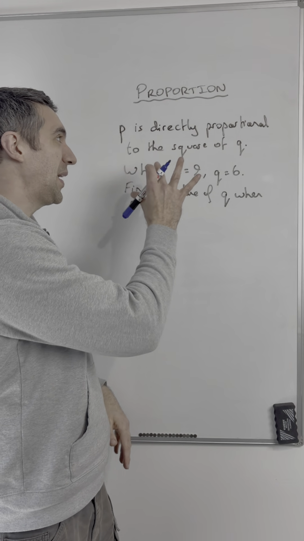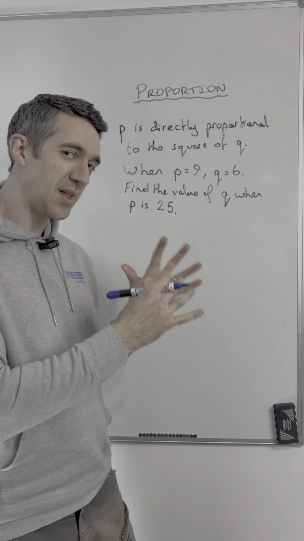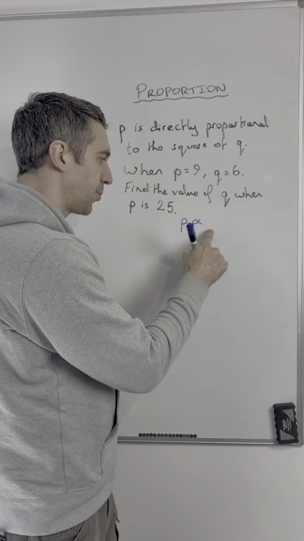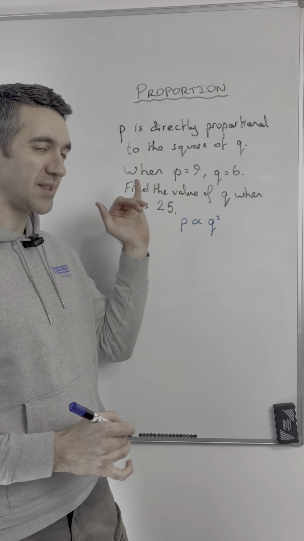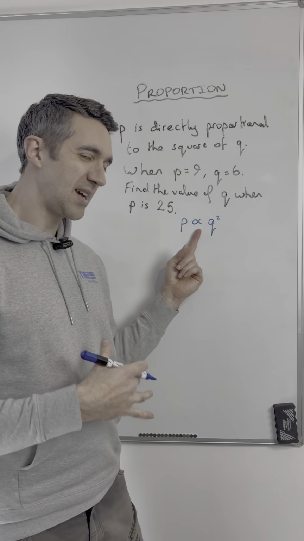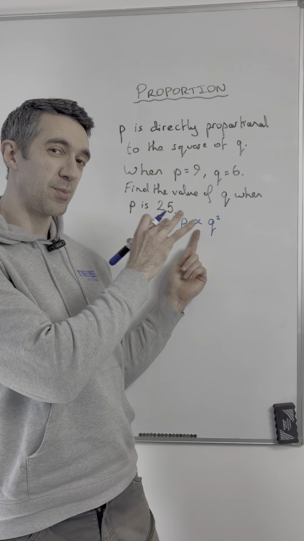So we've got P is directly proportional to the square of Q. Our job is to turn that into a mathematical statement. So we know we could write that P is directly proportional to, and then we write our Q squared, because it does say the square of Q. Now we don't have to write this step, but it is useful to understand because occasionally we might see that written in our question. So this is how we represent proportionality.